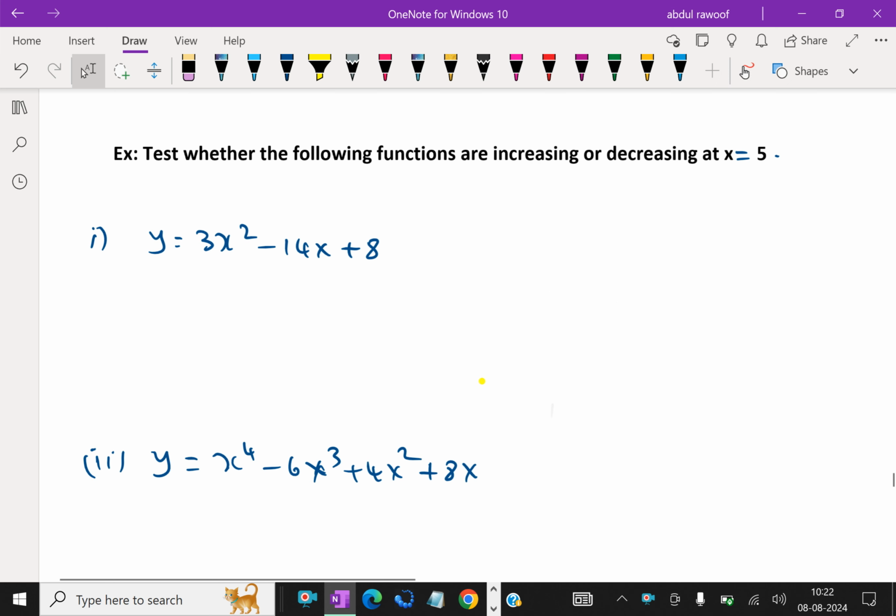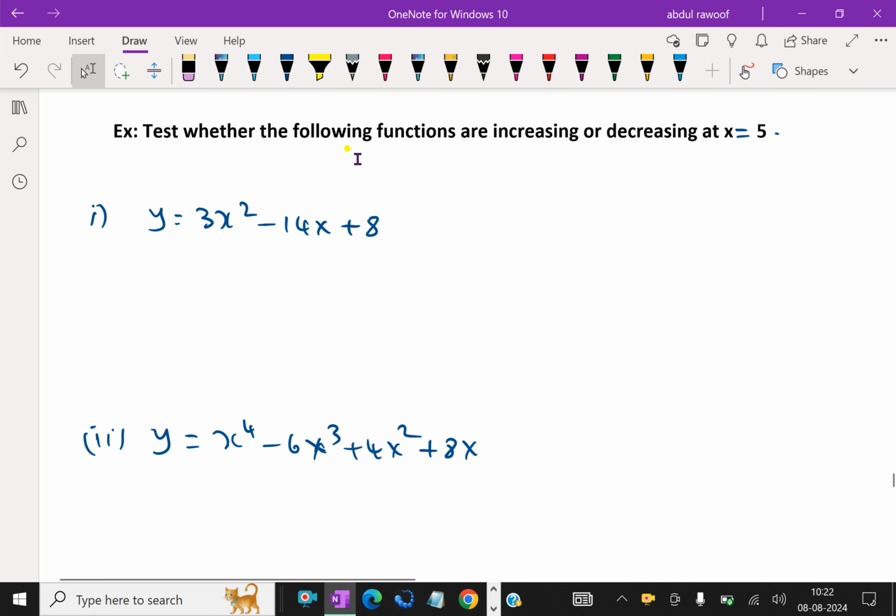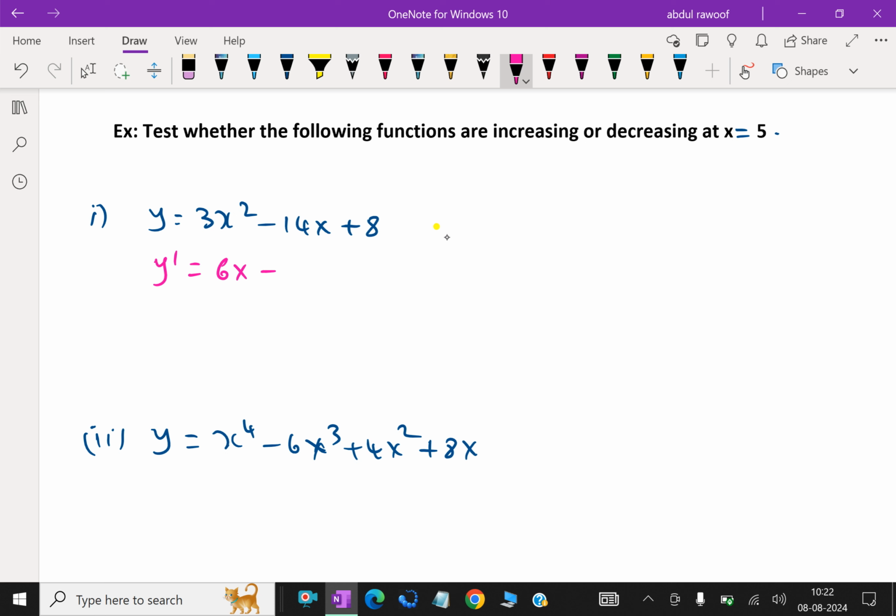Look at this example. Test whether the following functions are increasing or decreasing at x equal to 5. First function is given as y equal 3x squared minus 14x plus 8. Now we have to find the first derivative, that is y dash equal to 6x minus 14. The derivative of 3x squared is 6x, and the derivative of 14x is 14.